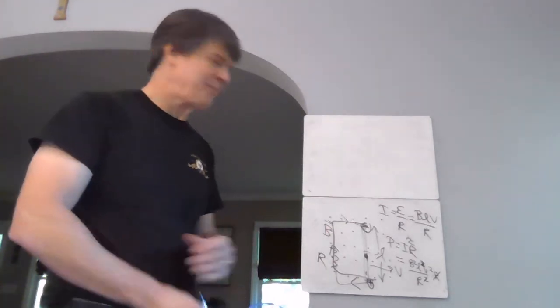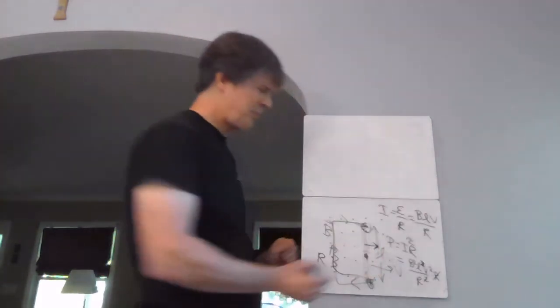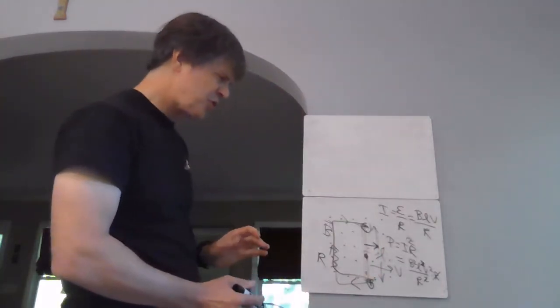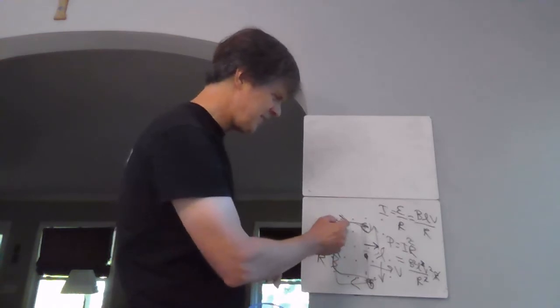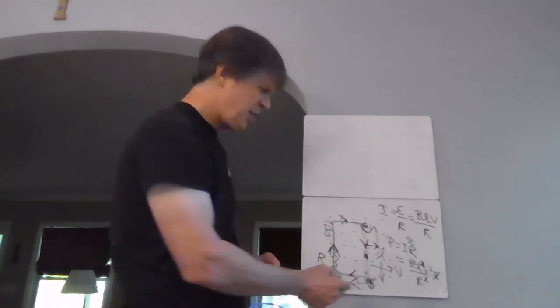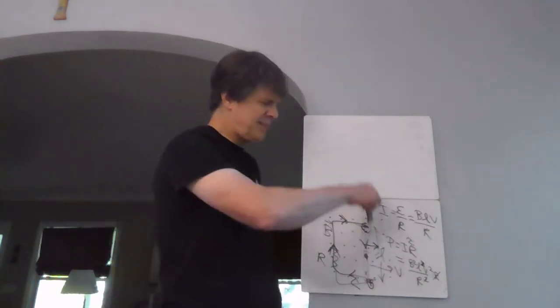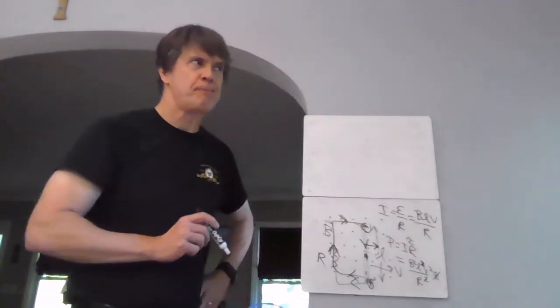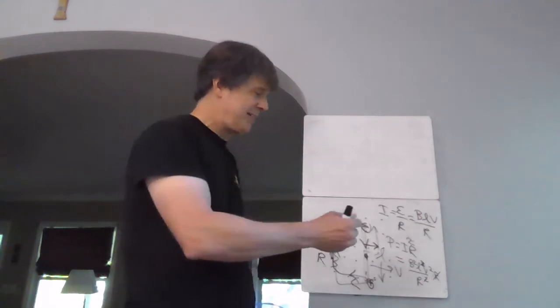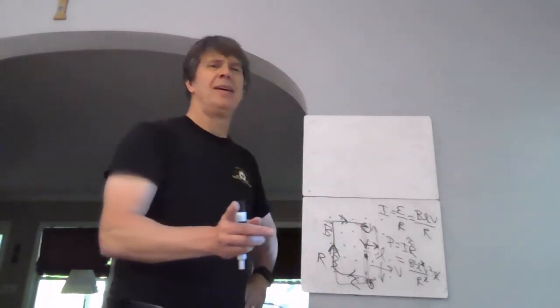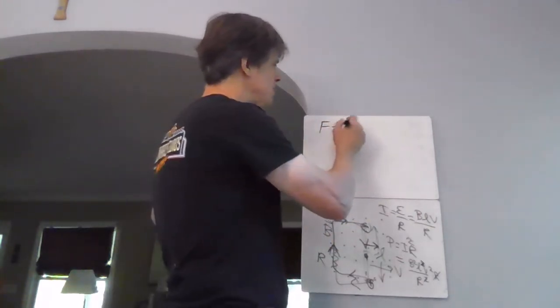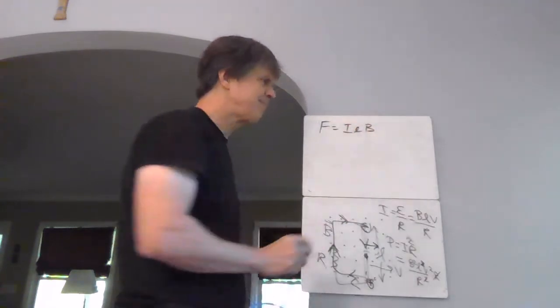Let's think about that. If I pull this thing to the right and a current starts to flow the way I said, in this direction, look what I just did. I just produced a current this way in a magnetic field that points out at you. And we got this F equals ILB thing.